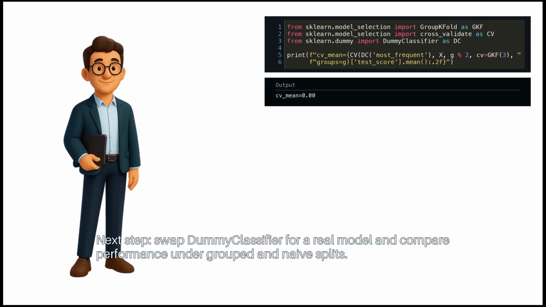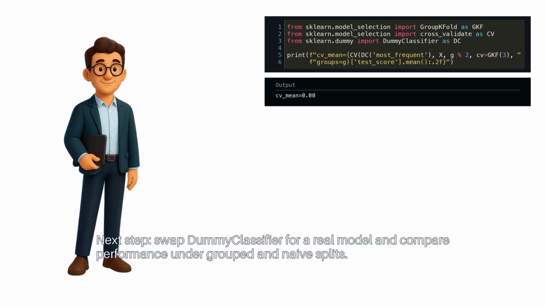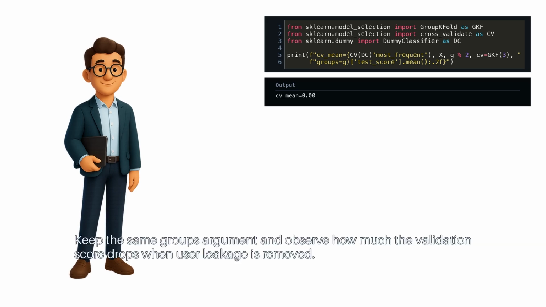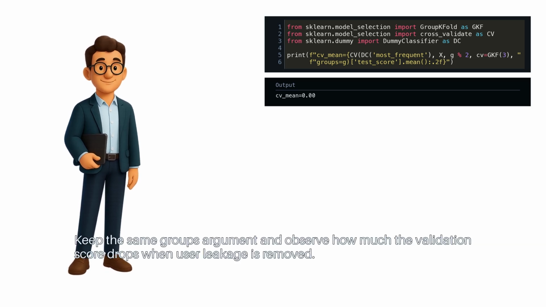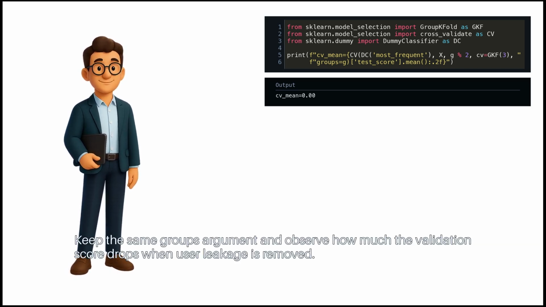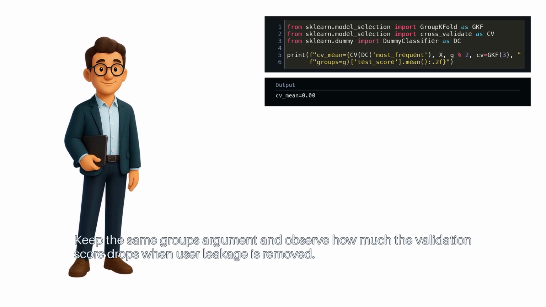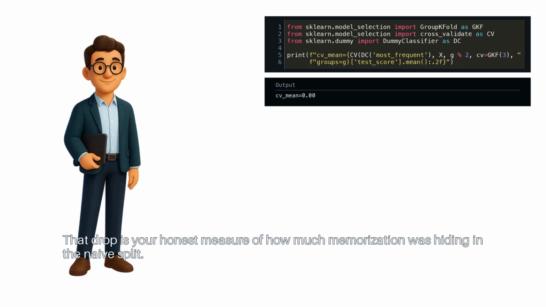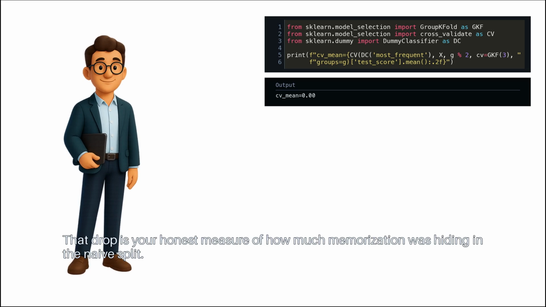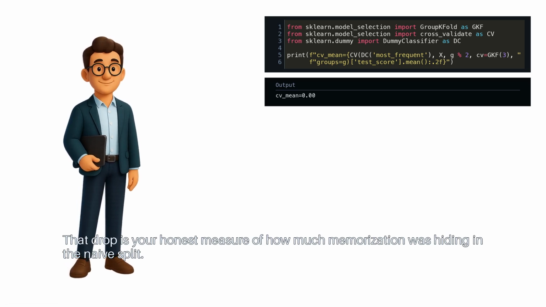Next step: swap DummyClassifier for a real model and compare performance under grouped and naive splits. Keep the same groups argument and observe how much the validation score drops when user leakage is removed. That drop is your honest measure of how much memorization was hiding in the naive split.